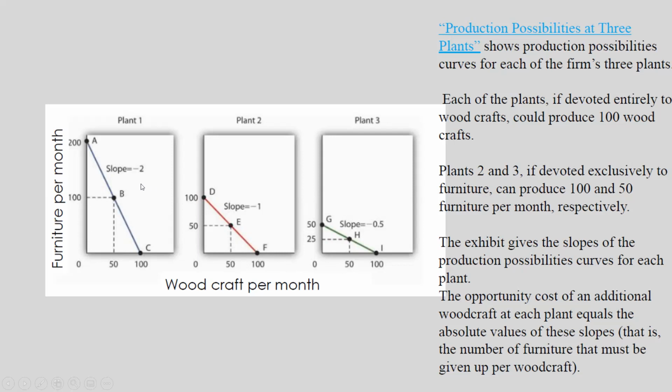So altogether, if you utilize all 3 plants for both productions, you have the capacity of producing 100 plus 50 plus 25 furniture per month. That means 175 furniture per month. While 50 plus 50 plus 50 woodcrafts per month. That means 150 woodcrafts per month. Clear now?